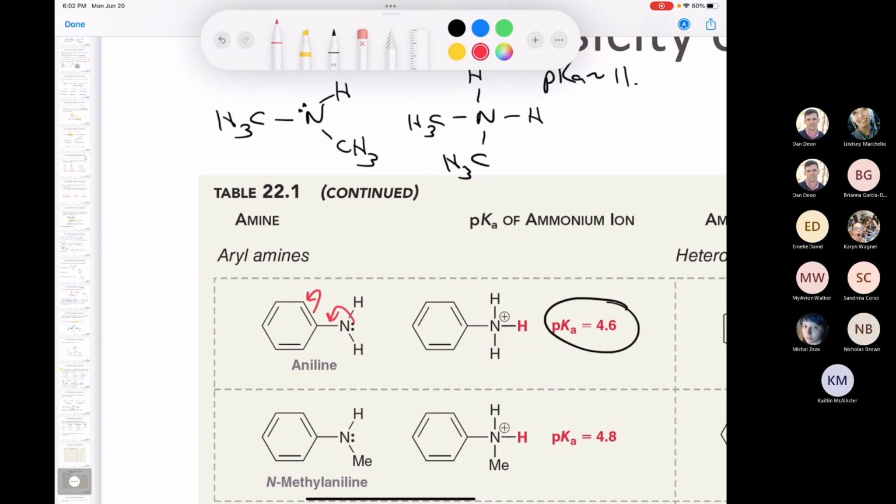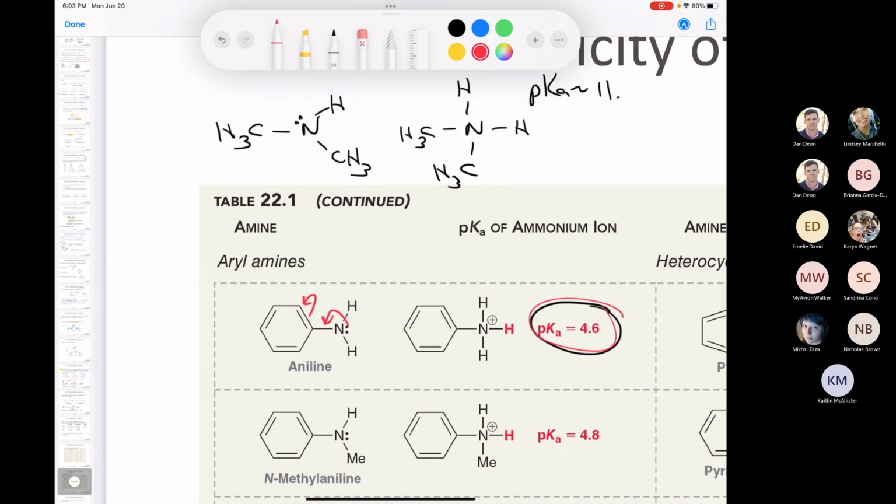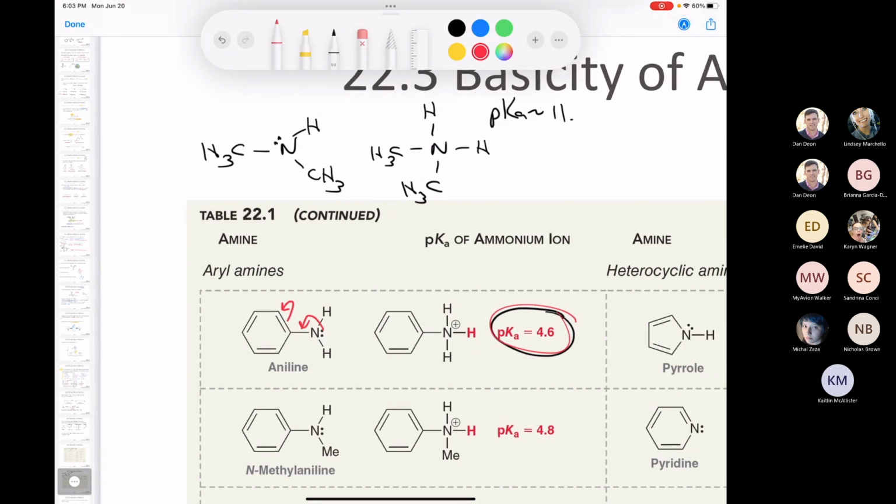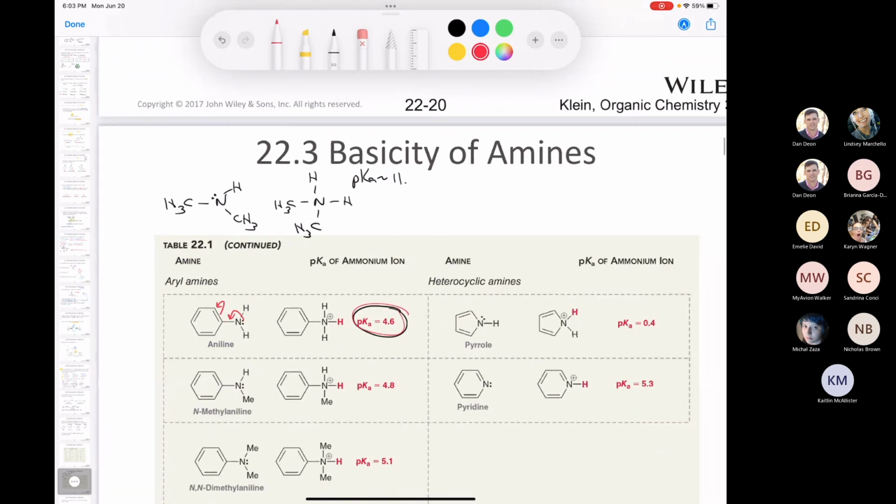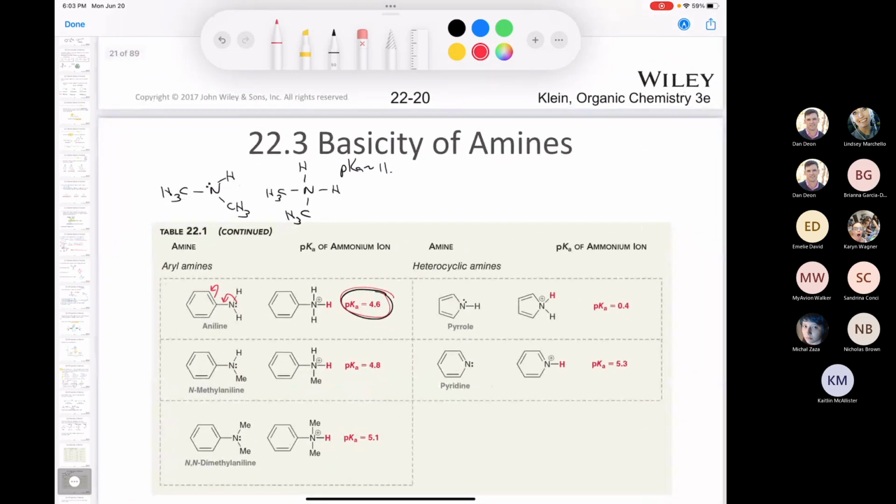Weaker base gives you a stronger conjugate acid. Give me a thumbs up if you follow me on the concept. I'm trying not to over-explain it, but I want to make sure that I cover the details. This really goes back to your Gen Chem days and Organic 1 days when we said strong base, weak conjugate acid, strong acid, weak conjugate base, et cetera. So you're probably all fully aware of that. One more example, I can't help myself.